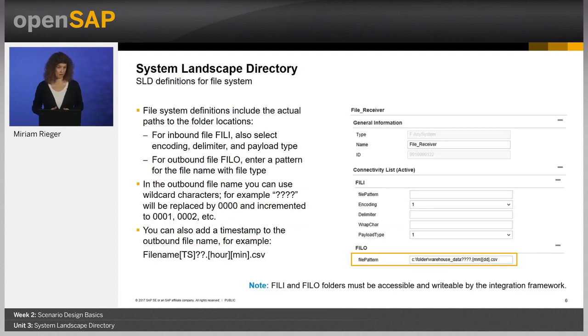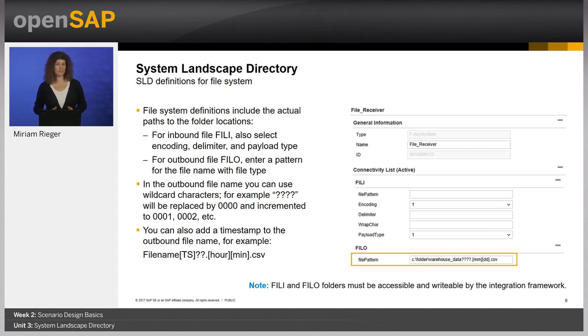For a file system outbound, as used in this week's scenario, the SLD entry defines the actual network path to the folder in the file system. For an inbound file, it is the file in definition in the SLD entry. You also define the encoding, delimiter and payload type. For an outbound file, this is the file out definition. You enter a pattern for the file name.